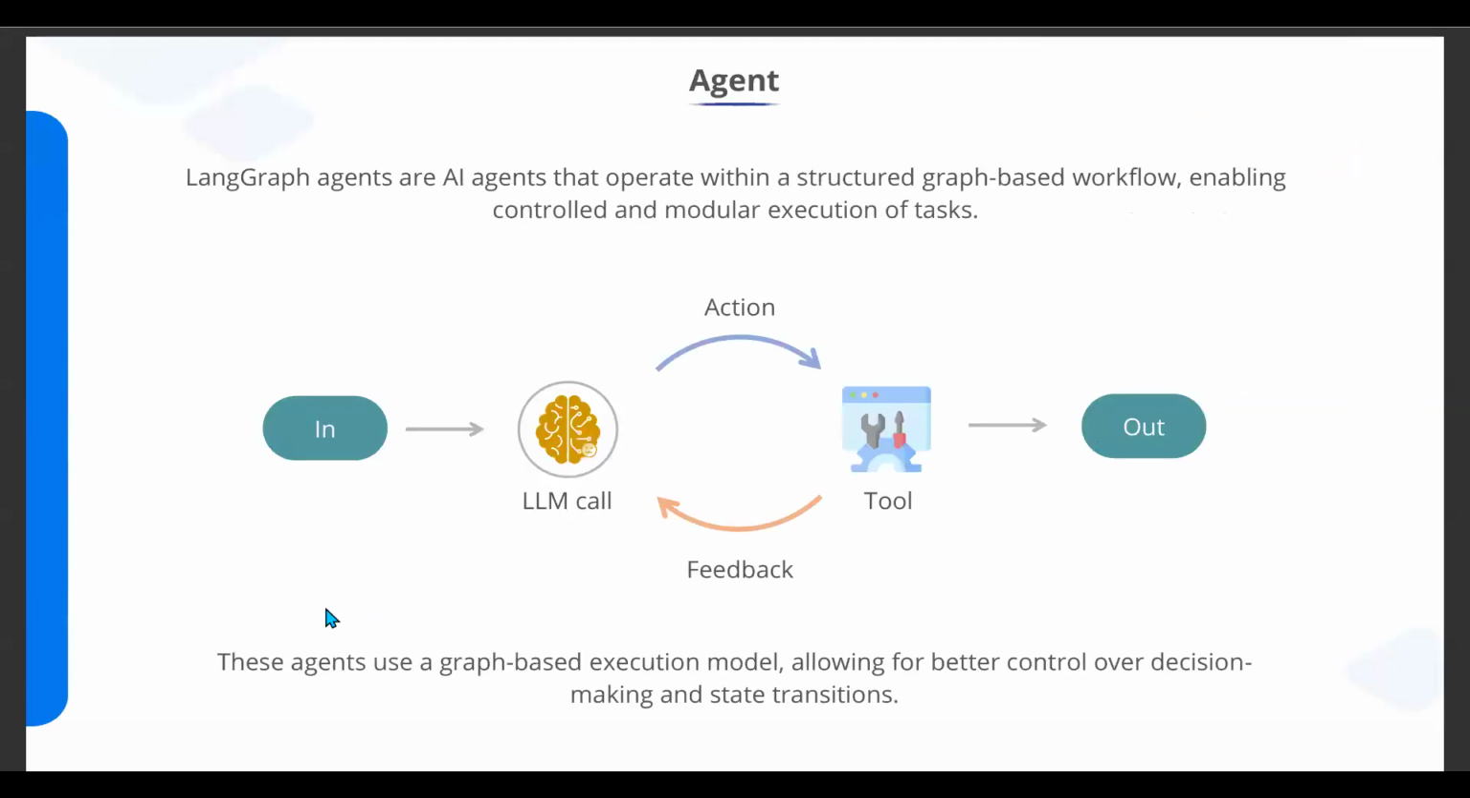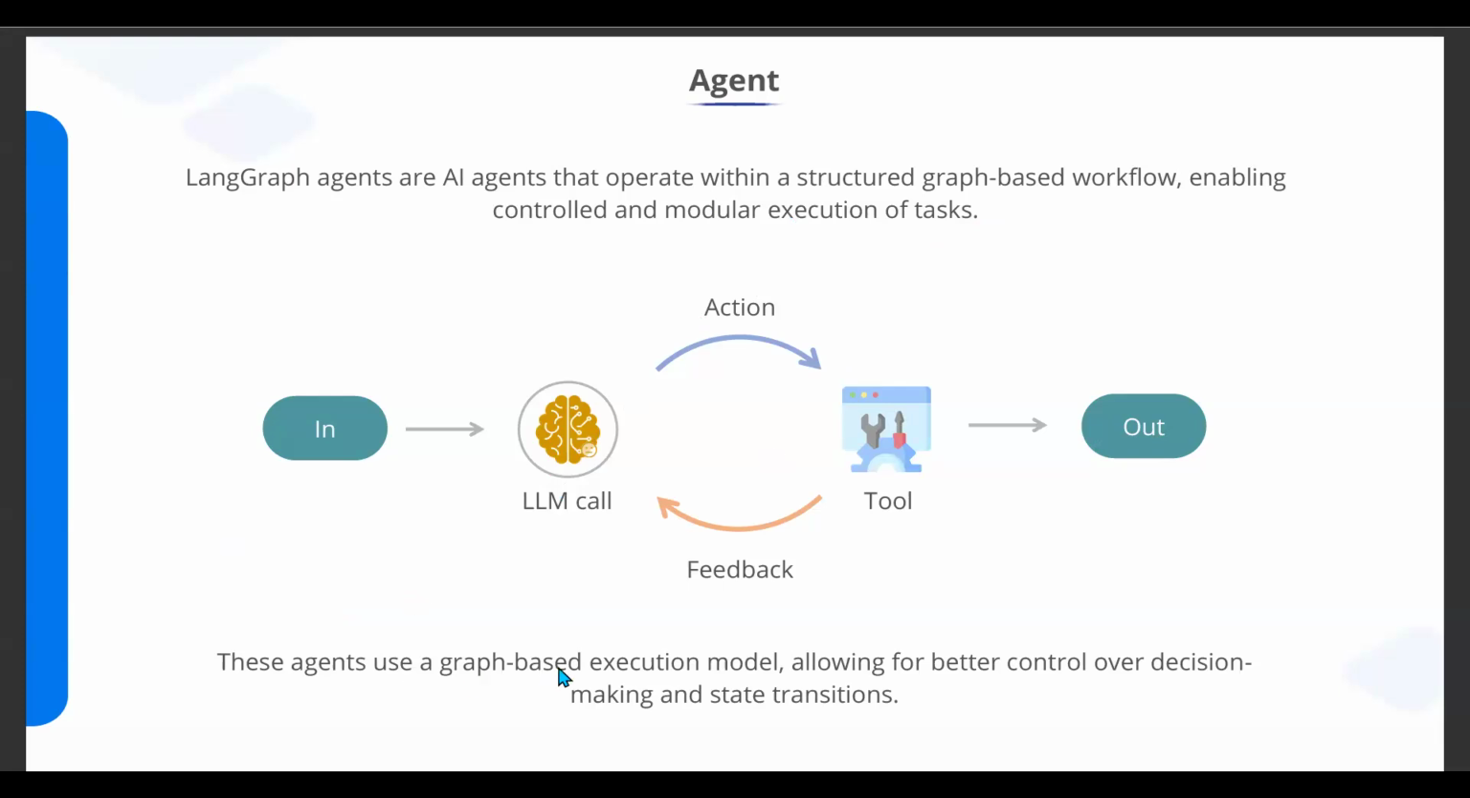Here you can see the agent. LangGraph agents are AI agents that operate within a structured graph-based workflow, enabling control and modular execution of the tasks. It takes the input, makes an LLM call, and an action is performed if any tool is required, and it gives the feedback. Accordingly, the LLM will improve the query and again the action is performed.